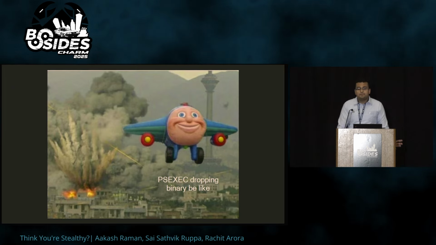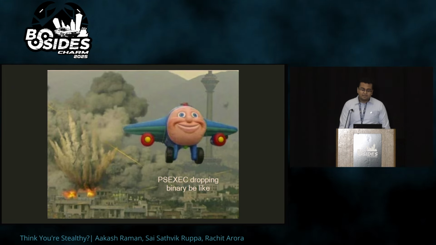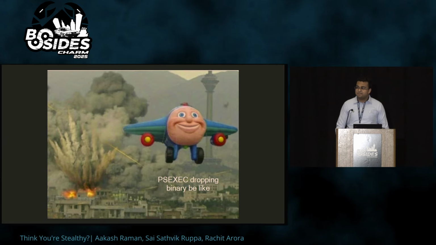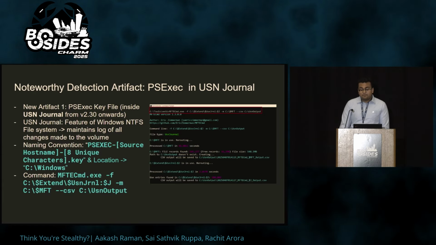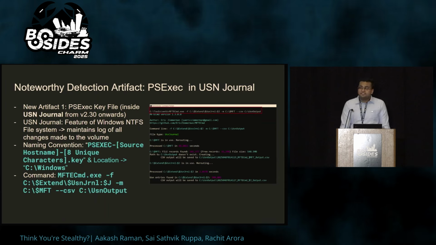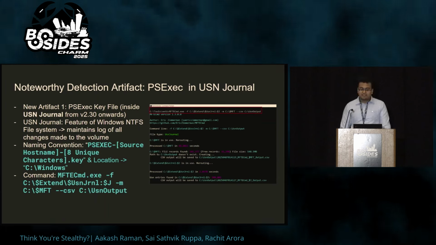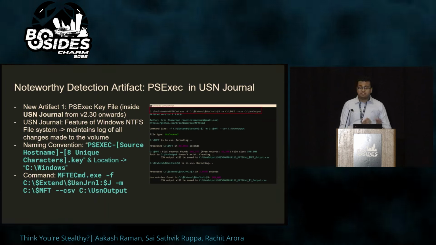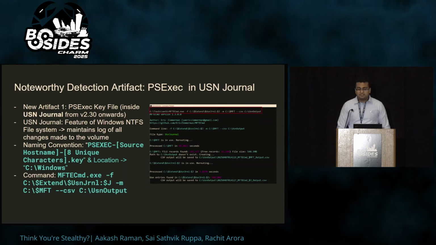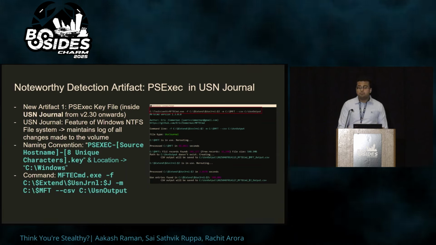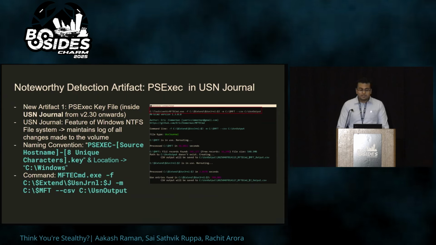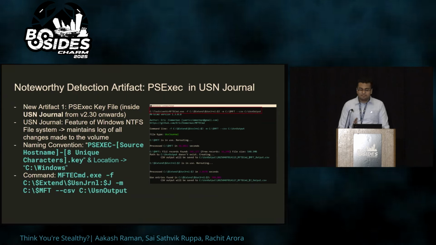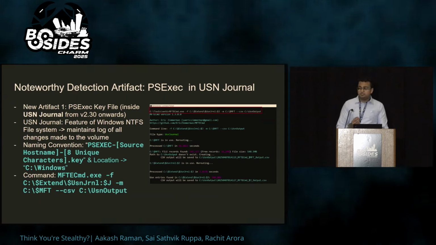So this is just a simple meme trying to show that when psexec drops a binary for lateral movement, it's not a good sign. Now, one of the most interesting artifacts I came across when trying to detect psexec, specifically from a response point of view, is that for psexec versions 2.30 and above, that's the current version of psexec, there are two detection artifacts that are very unique, which can be found in the USN journal and the prefetch files.